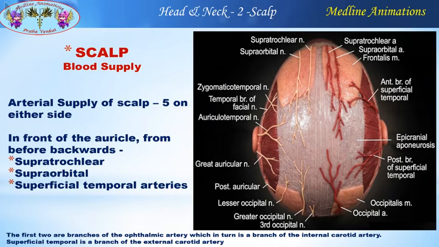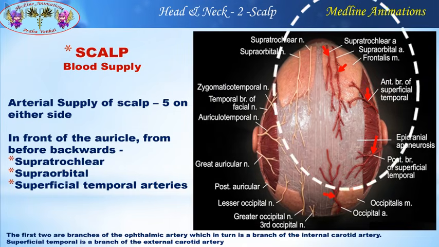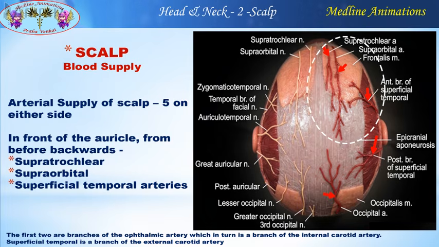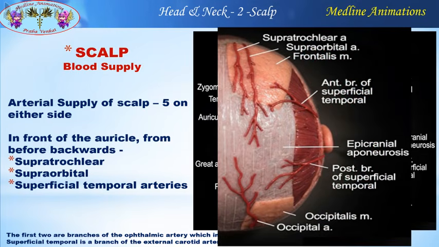Let's discuss the blood supply of scalp. Scalp is supplied by 5 arteries on each side. Among that, 3 arteries supplying in front of the auricle and 2 arteries supplies behind the auricle. The arteries supplying in front of the auricle from before backwards are supratrochlear artery, supraorbital artery, and superficial temporal artery. Among that, supratrochlear and supraorbital arteries are branches of ophthalmic artery from internal carotid artery, and the superficial temporal artery is one of the terminal branch of external carotid artery.